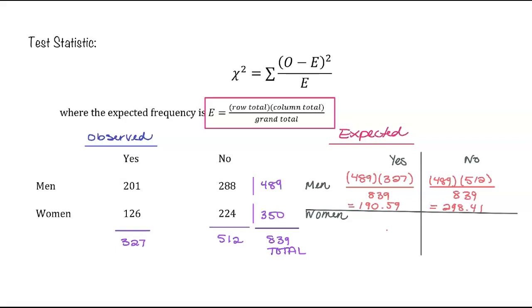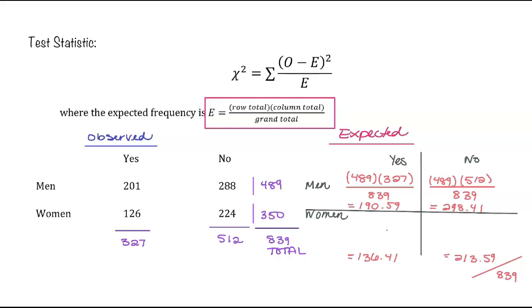I'll leave the other two for you to try. You should get values of 136.41 and 213.59. These four values also add up to the same grand total, 839. What's different is that the 839 have been redistributed based on what we would expect rather than what was observed.